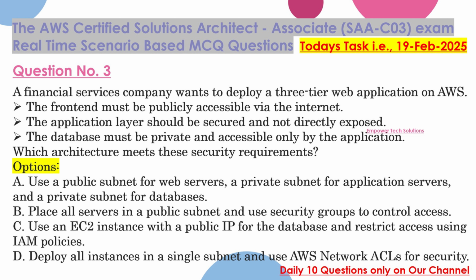Options: A. Use a public subnet for web servers, a private subnet for application servers, and a private subnet for databases. B. Place all servers in a public subnet and use security groups to control access. C. Use an EC2 instance with a public IP for the database and restrict access using IAM policies. D. Deploy all instances in a single subnet and use AWS Network ACLs for security.